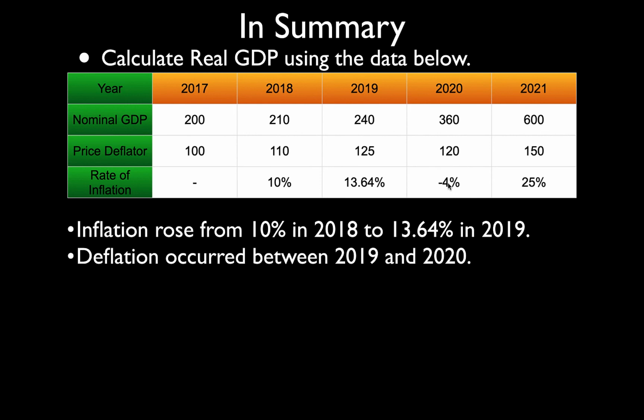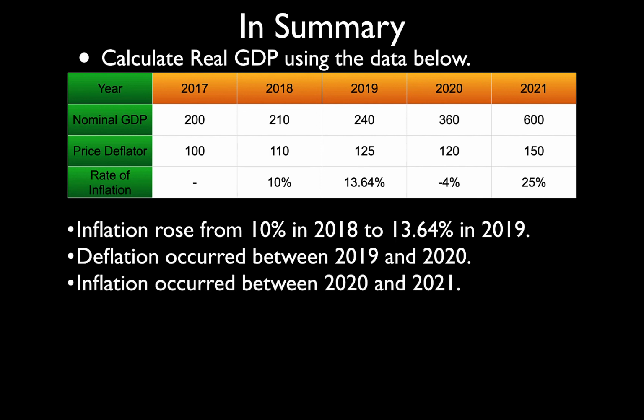And we have this idea of disinflation, okay, which is when inflation is still positive, but it is lower than the previous year. So prices are still going up, but going up at a slower rate than they were previously. And that's disinflation. And the final point we'll make here, inflation occurred between 2020 and 2021. Absolutely it did. Like, there's no qualms about that, no ifs, ands or buts.